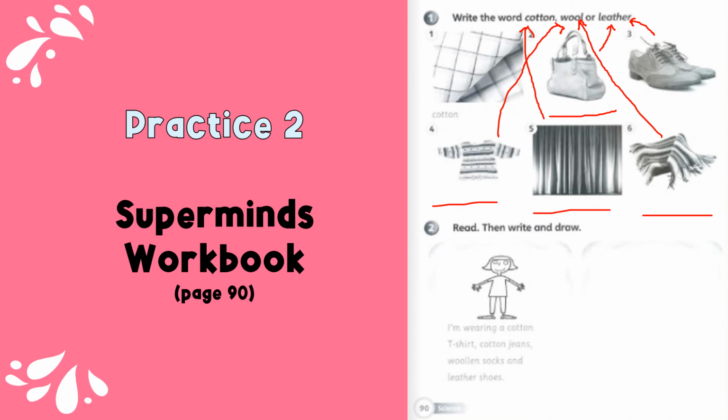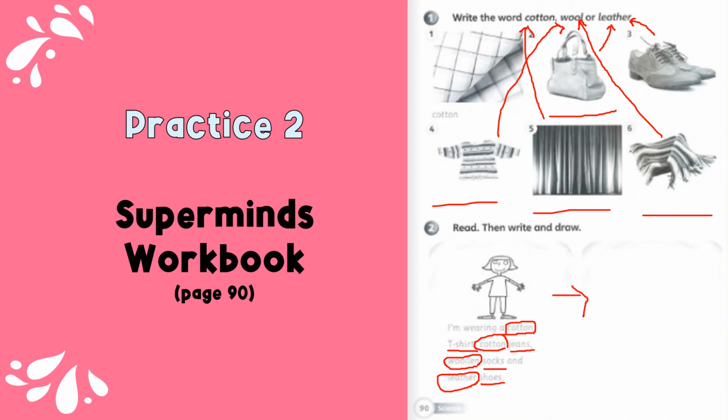Okay, number two. Read, then write and draw. I'm wearing a cotton t-shirt, cotton jeans, woolen socks, and leather shoes. Okay. Look at this picture. For example, I am wearing, mesti dia cakap macam ni, a cotton t-shirt. Second, dia koma dulu. Dia koma sebab nak cerita banyak kan. Cotton jeans. Woolen socks and leather shoes. So what you have to do is, apa yang awak kena buat ialah, you write and draw.